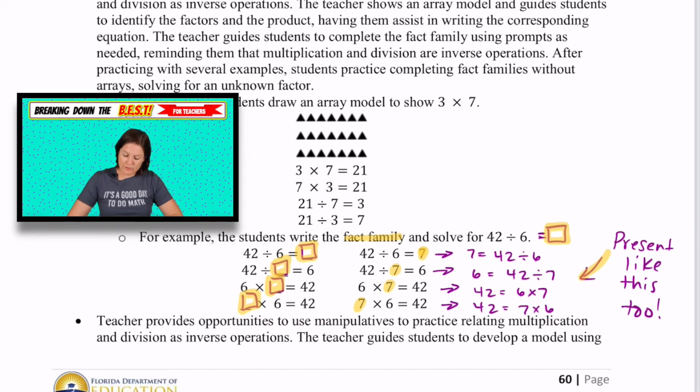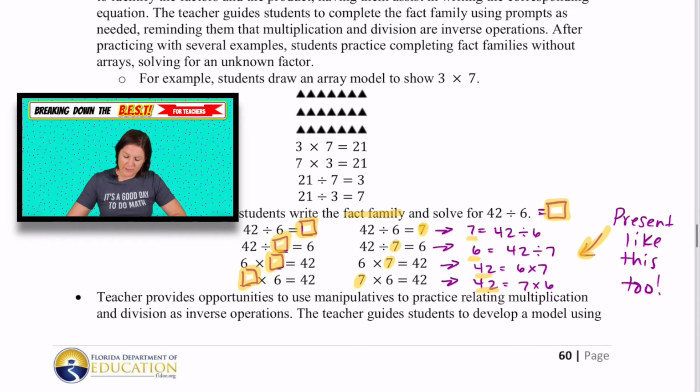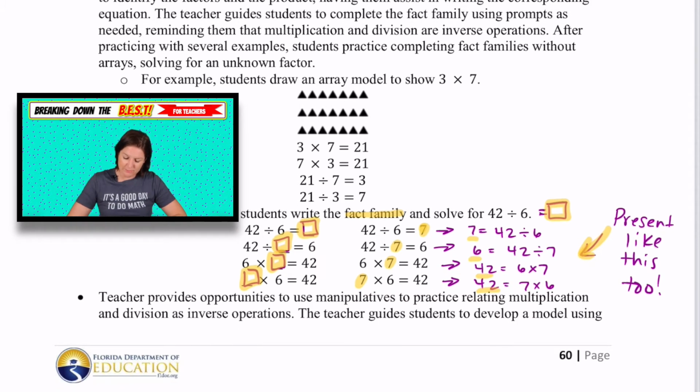And also to present it like this, where we have the quotient or the product on the other side, on the left side, presenting it like that too, to show the power, to show the purpose of an equal sign. So make sure that you're doing that too. This can definitely tend to trip them up, and you'll see why in a second, especially these division problems.